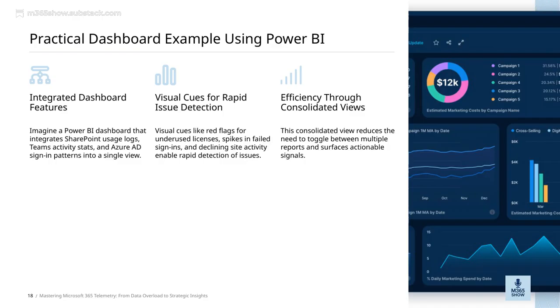Imagine a Power BI dashboard that combines SharePoint usage logs, Teams activity statistics, and Azure AD sign-in patterns, all integrated into a single view. This unified perspective allows us to monitor multiple data sources seamlessly, providing a comprehensive picture of user activity and system health. Overall, this example underscores how strategic data consolidation and visual cues can empower us to manage Microsoft 365 more effectively, turning data overload into actionable insights.